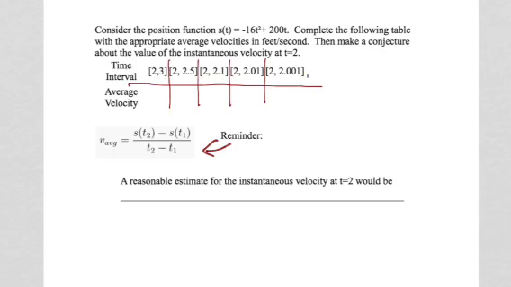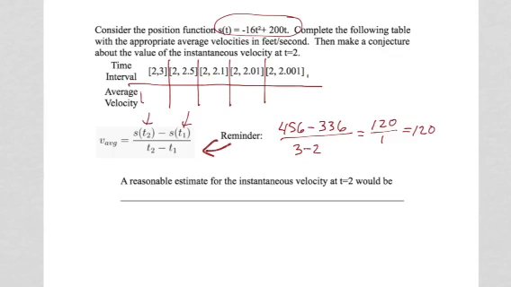So first thing, in this particular formula here, we're going to plug in our second time value, that's a 3, into the actual formula all the way back up here. And this is what you need a calculator for. If you plug a 3 into that formula, you end up with 456. Now you want to do the same formula, except this time plug in the first number in the time interval, the 2. If you plug that number in, you're going to get 336. Then your denominator, you want to subtract your intervals, 3 minus 2. That's going to get you 120 over 1, which equals 120. So the average velocity between 2 and 3 seconds is 120.